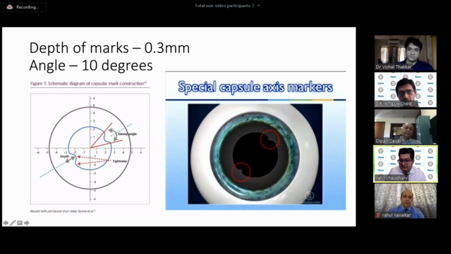You can see in this picture, I have highlighted this with red. This is how the marks look, and this is where the toric IOL has to be aligned. Since the plane of the capsule is almost the same as the plane of the IOL, the parallax effect that we get with the corneal overlays, the digital overlays, is almost minimized, or it becomes zero.